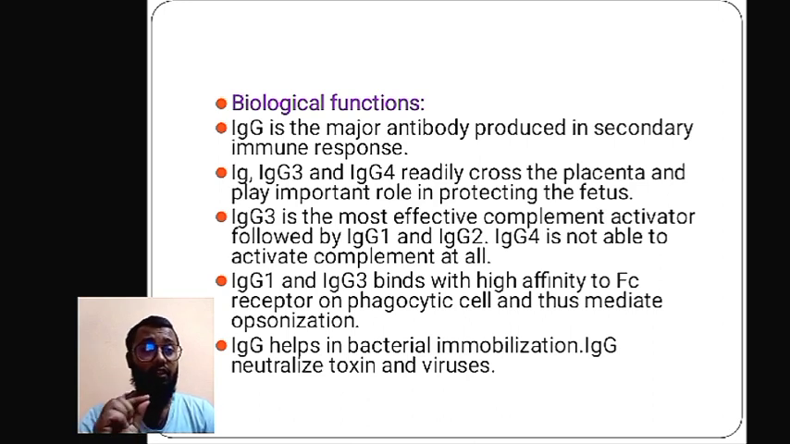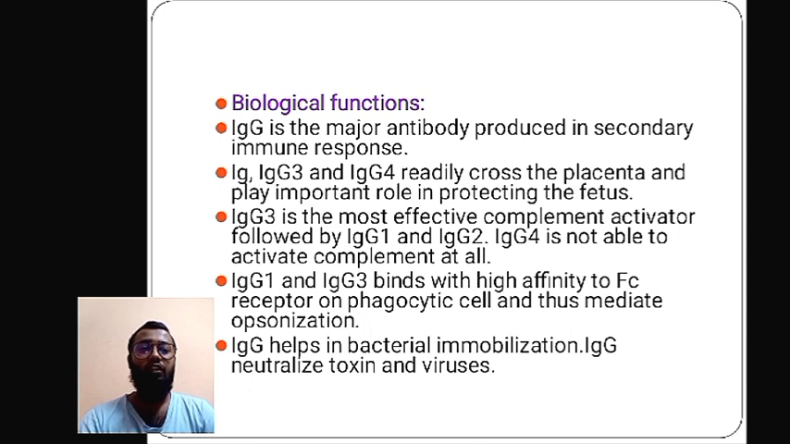IgG3 is the most effective complement activator. It plays a very important role in complement activation. This is followed by IgG1 and IgG2, but IgG4 is not a complement activator. IgG1 and IgG3 bind with high affinity to the Fc receptor and help in phagocytosis.